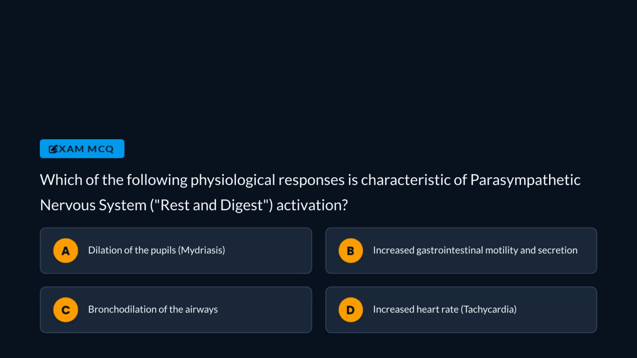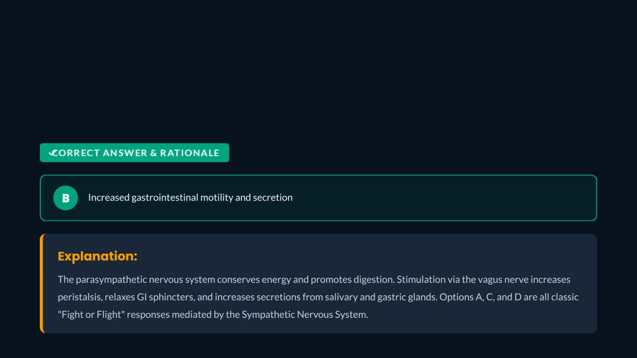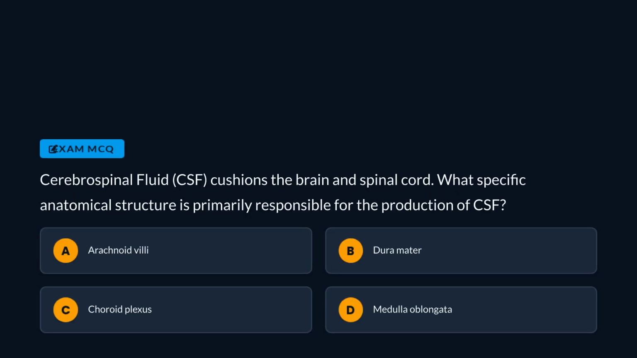Which of the following physiological responses is characteristic of parasympathetic nervous system, or rest and digest, activation? The correct answer is increased gastrointestinal motility and secretion. The parasympathetic system promotes digestion by increasing peristalsis and secretions while conserving energy.